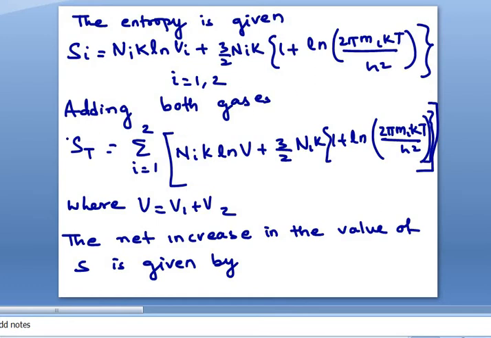Now what we do is we add both gases. When you add both gases, the S total will be the summation over i equal to 1 to 2 of N_i k ln V plus 3/2 N_i k times 1 plus ln 2 pi m_i kT by h square.